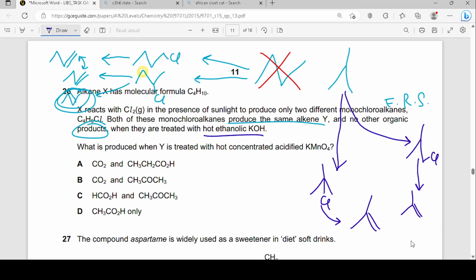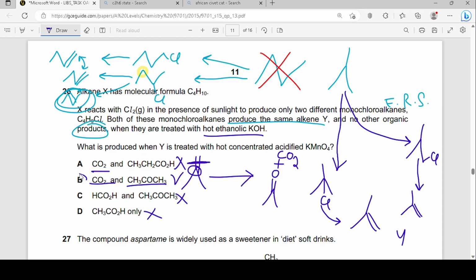So basically, this is Y, right? So Y is basically this thing. I'm drawing this over here. So if I treat it with hot concentrated acidified KMnO4, then this bond breaks, right? So what do I get? Firstly, because this is a secondary carbon, it has two R groups attached to it on either side, so it's going to become a ketone. On the other side, you have no R groups attached. It's just CH2. So I'm going to get CO2 from that. I get CO2 and this ketone, which is propanone. So CO2, so I can cross out C and D, and I get propanone, which is B. So B is my correct answer.